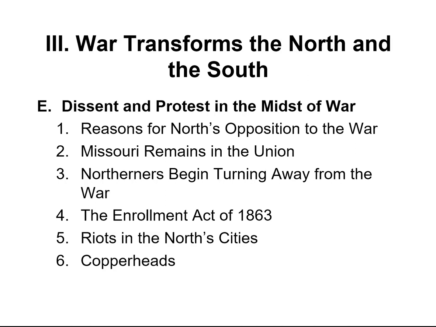In Missouri, a slave state that had remained in the Union, a border state, Confederate sympathizers formed militias and attacked Union supporters. Thousands were killed in these raids, causing the Union to station troops in the area. An increasing number of Northerners began turning against the war in 1863.